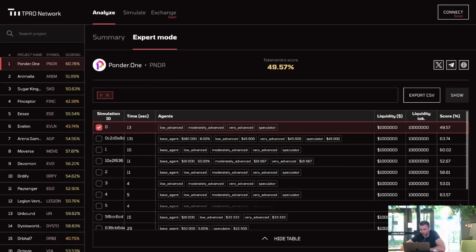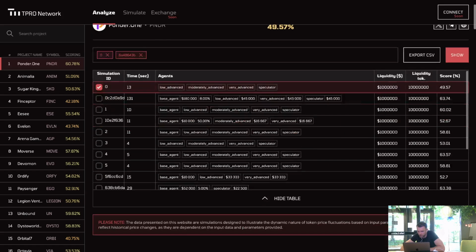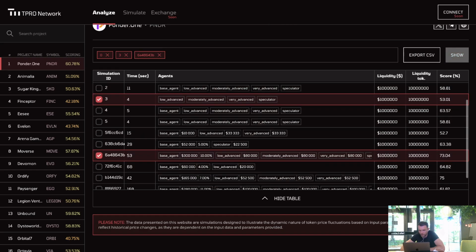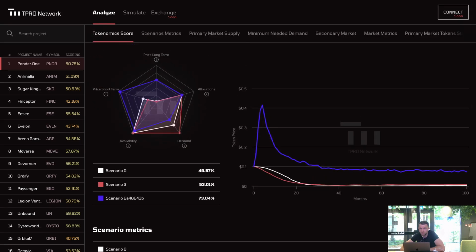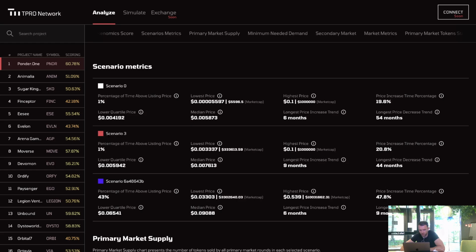Here, if you have more simulations, you can compare them. So let's say, okay, here I have the score of 49, but I would like to compare it with the simulation where I get 73, and maybe balance it out with some 53 simulation. Here you can also see different agents and the configuration, and then you can compare how their scores were distributed for these three different simulations. How was the price action? All of these most important metrics that we have on the top, how they behave under these different scenarios. As you can see here, 33% of the time the price was above the listing price, while here not really. And lower quartile price here was pretty much an order of magnitude different compared to this one.